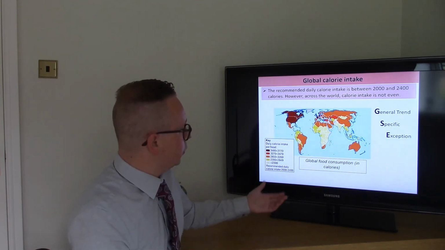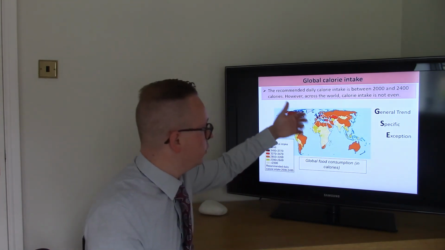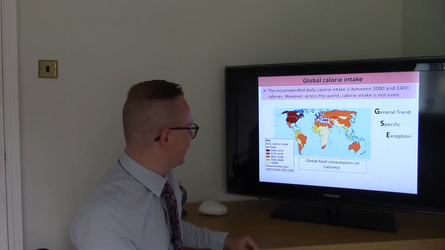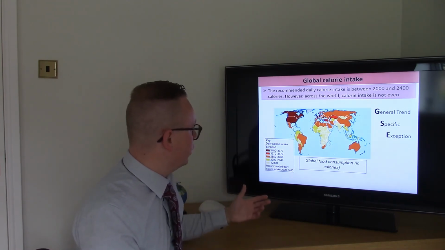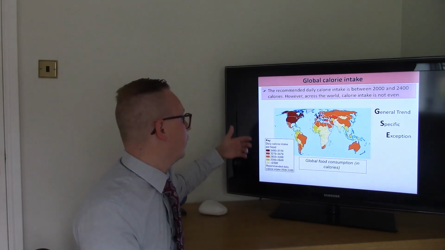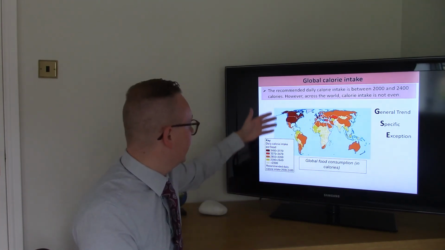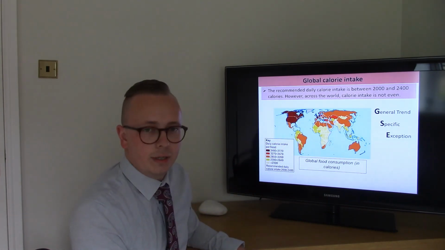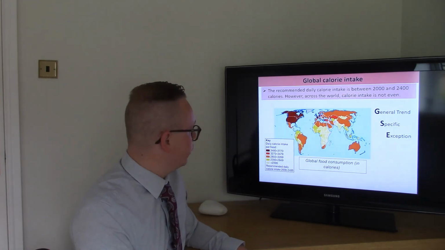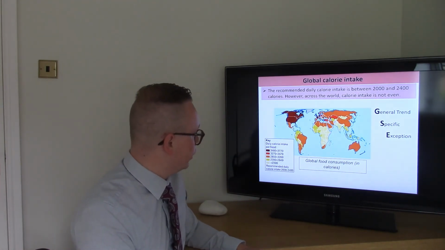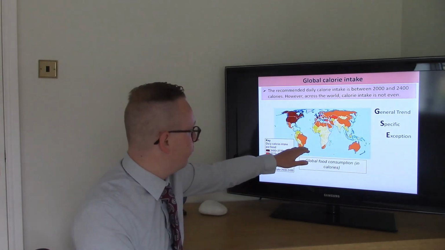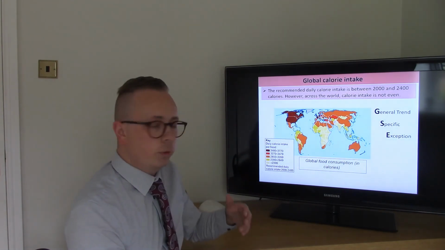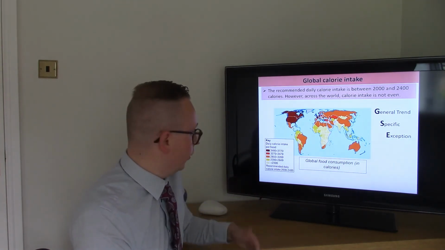So when we get maps like this, we should be looking at general trends, specific countries and any kind of exceptions. When we think about overall patterns, it's clear that the high income countries in North America and Europe have the highest calorie intake. Specifically the United States and Canada, France, and Germany have very high calorie intake. And it's the low income countries, in particular in Central and Southern Africa, and some in Asia, with Mongolia and India being examples, where food calorie intake is much lower.